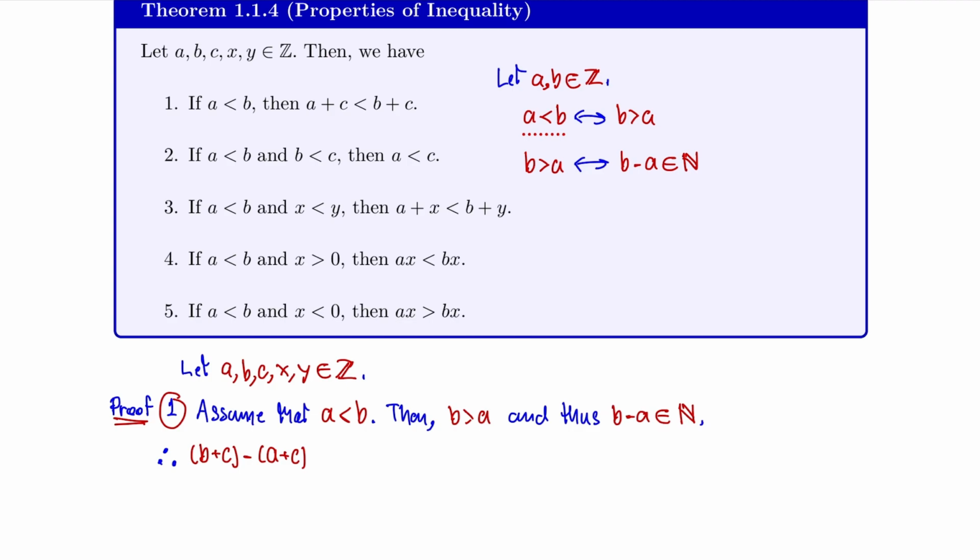So what do we have here? I will distribute the minus sign. So we're going to have b plus c minus a minus c. Then it turns out to be b minus a plus c minus c. C minus c is 0. So we're going to have b minus a plus 0, which is b minus a. And we know that b minus a is contained in the set of natural numbers.